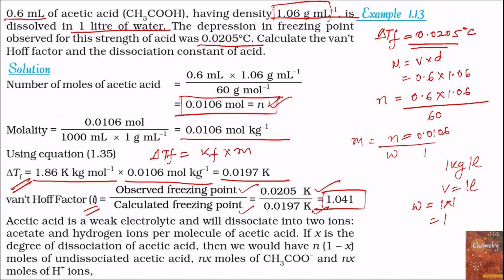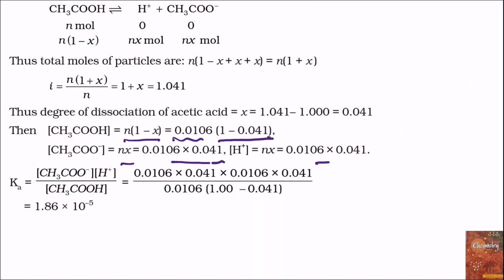Now acetic acid is a weak electrolyte. So writing the equation for dissociation, acetic acid dissociates to give H plus and acetate ion. Now initially N moles of acetic acid was present and amount of H plus ion was 0 and amount of acetate ion was 0. If the degree of dissociation is X, degree of dissociation means amount dissociated out of 1 mole. So out of 1 mole, X moles of acetic acid dissociated to give X moles of H plus and X moles of acetate ion.